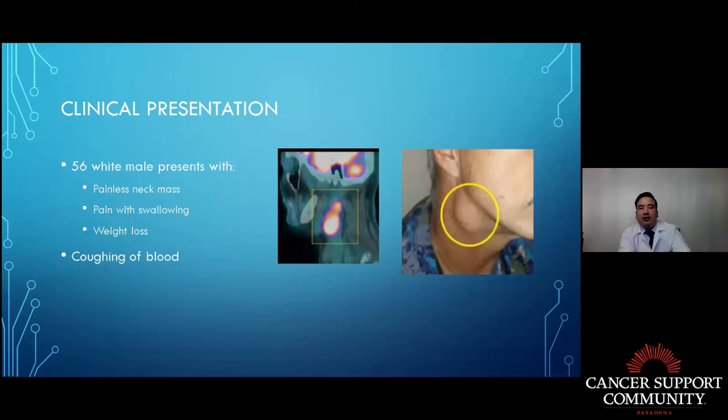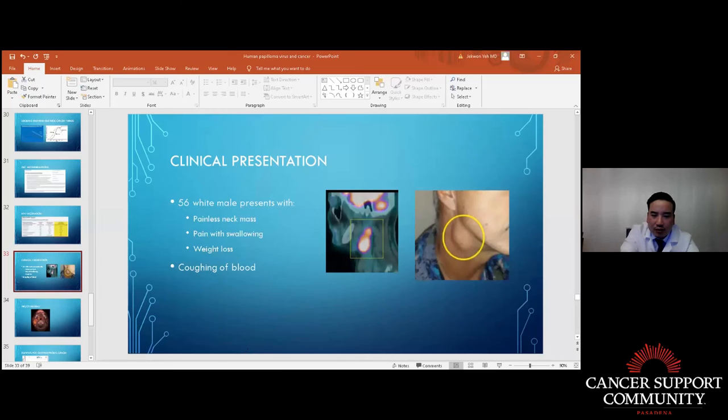So this is the typical scenario we see in the clinic. A 56-year-old male presents with a painless neck mass, pain with swallowing and weight loss, and also some coughing up of blood. I want to see if I could poll the audience. What do you guys think we should do in this case?